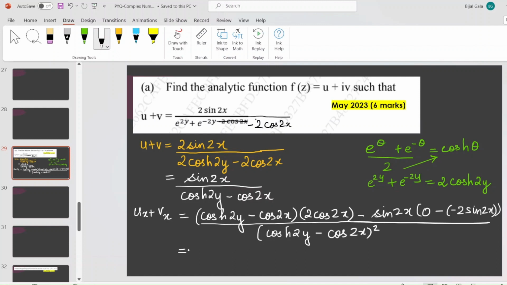Now let's simplify this. Let's open the bracket. I have 2 cos hyperbolic 2y minus 2 cos square 2x. We have 3 negative signs, so that's going to remain as negative, and we have 2 sine square 2x. The denominator will have a whole square still.